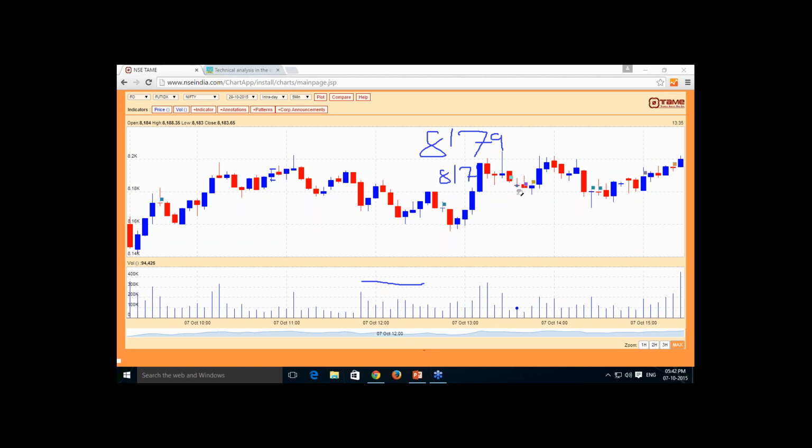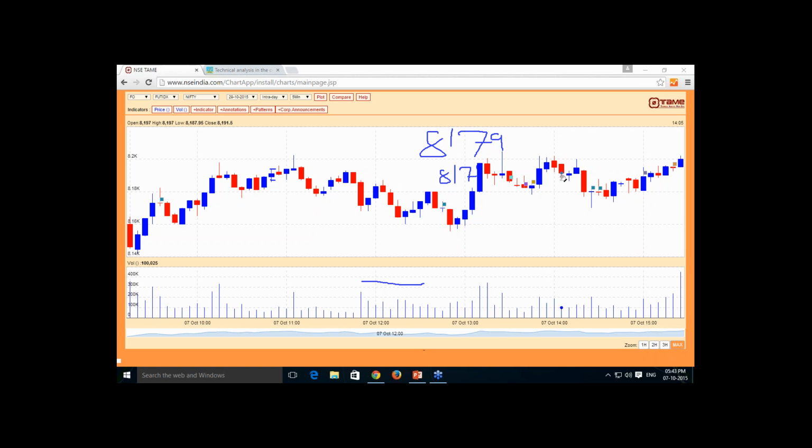8179 has not come, it has not given the breakout. So this pattern converted to a failure here. It has come to 79, then here to 78, and the low also came to 78. So the next part of it has not worked out; it has given an absolute failure, and it converted to a failure when it went to the 8202 level.